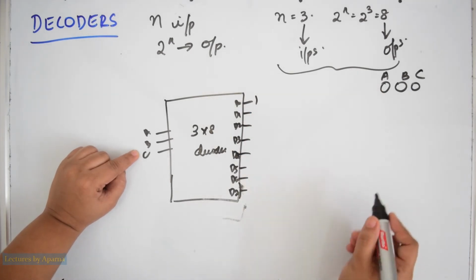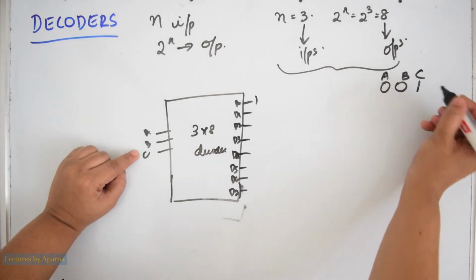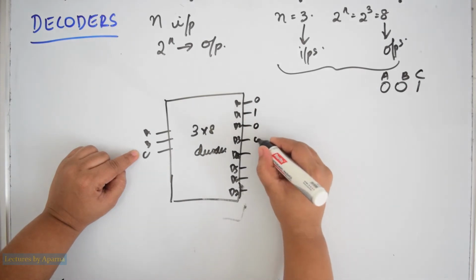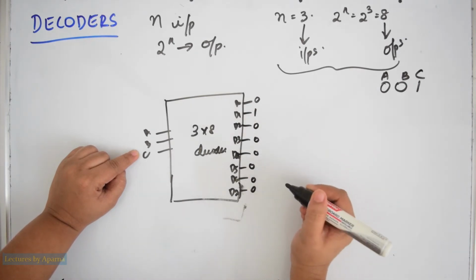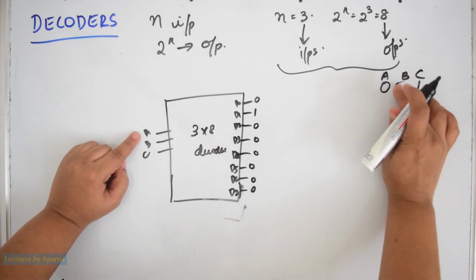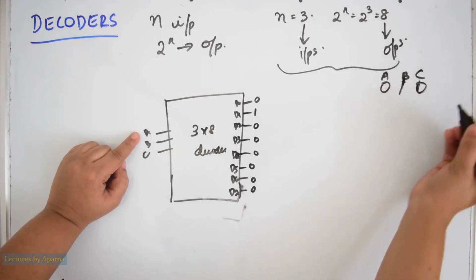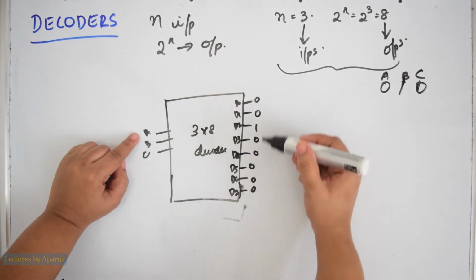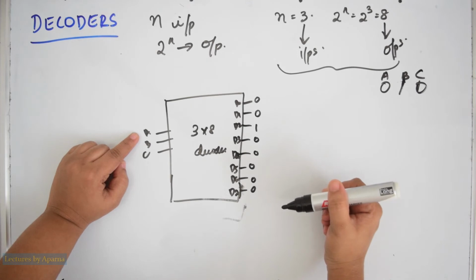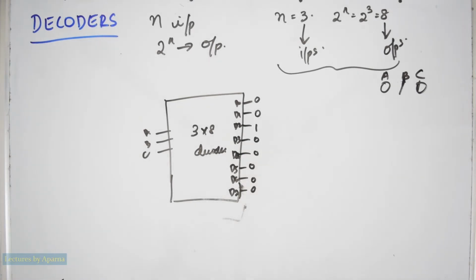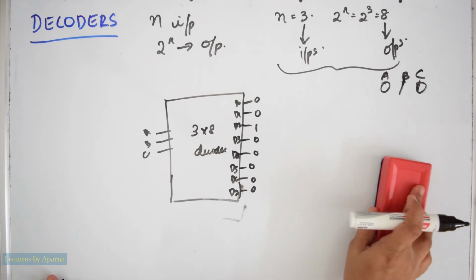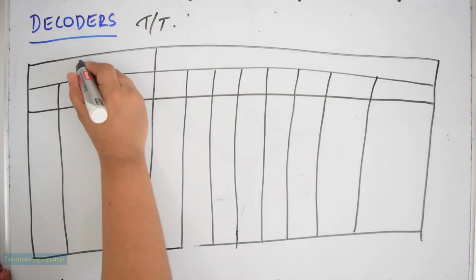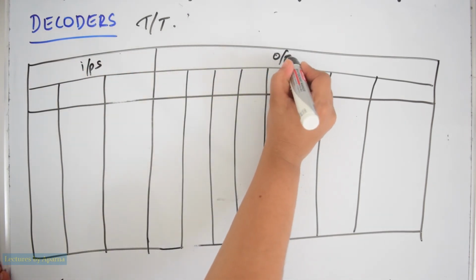Now when it changes state to 0, 0, 1, D0 will become 0, D1 will become high and all others will be 0. Now when it is 0, 1, 0, D2 will be high, all others will be 0. Likewise, we have to write the truth table for all conditions of ABC. So let's write the truth table. These are the inputs and these are the outputs.